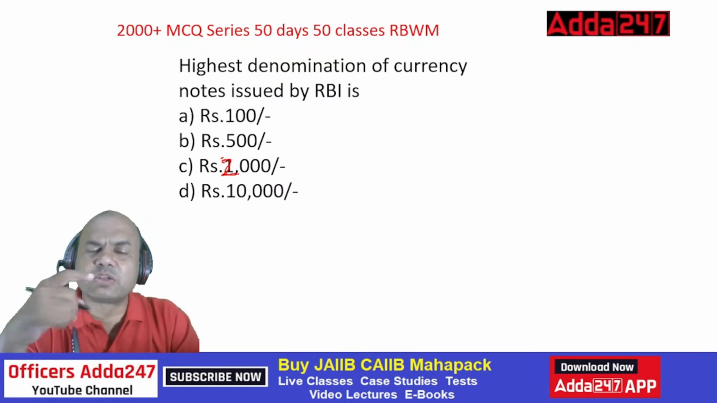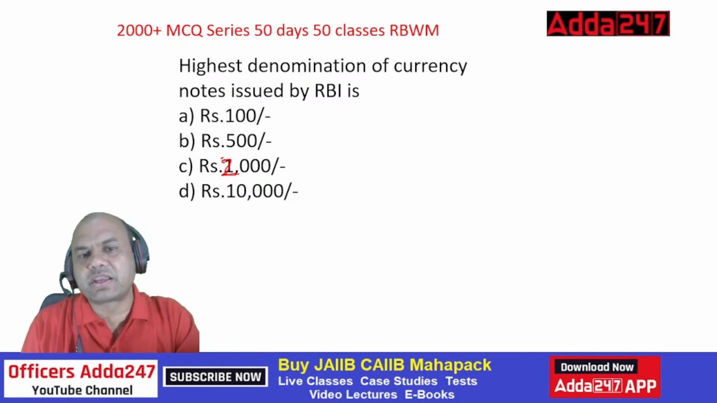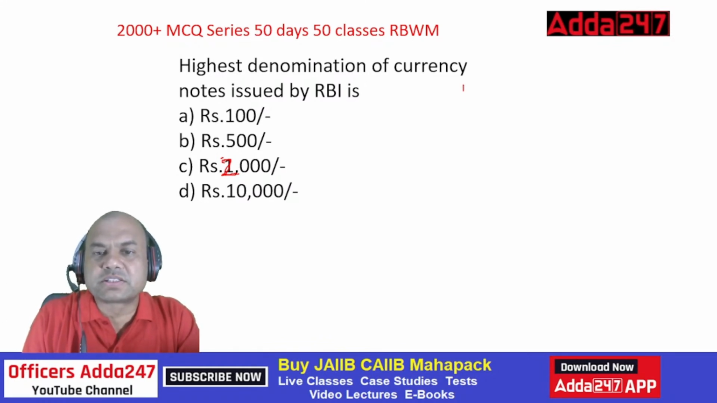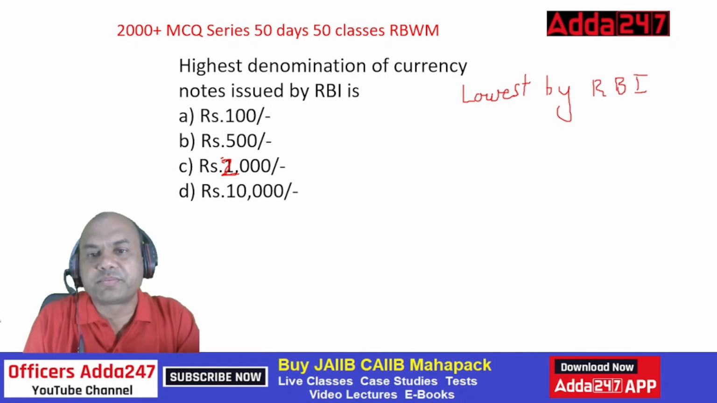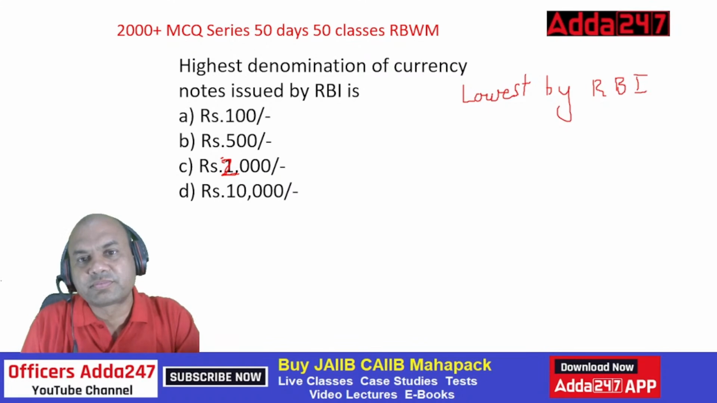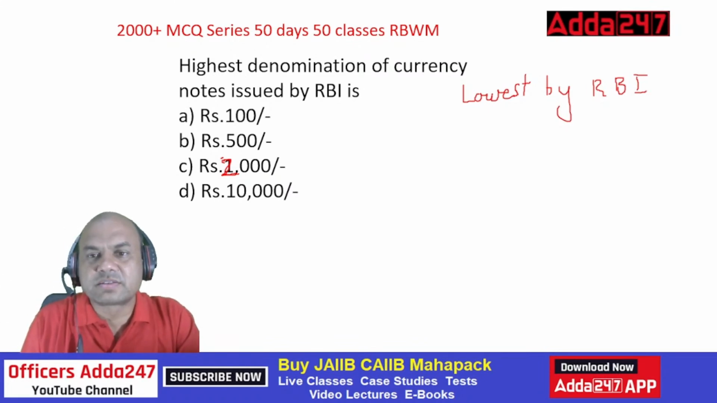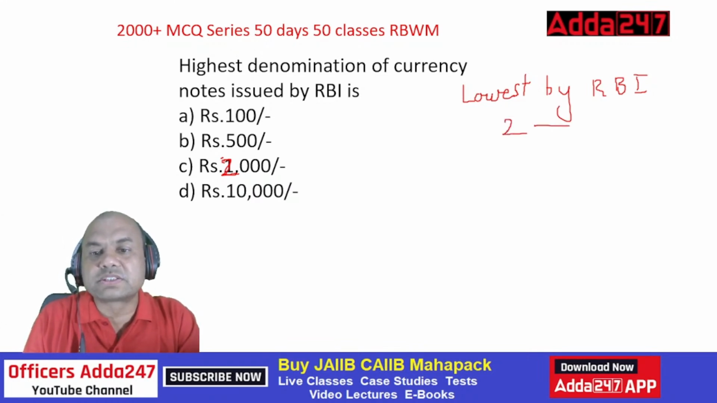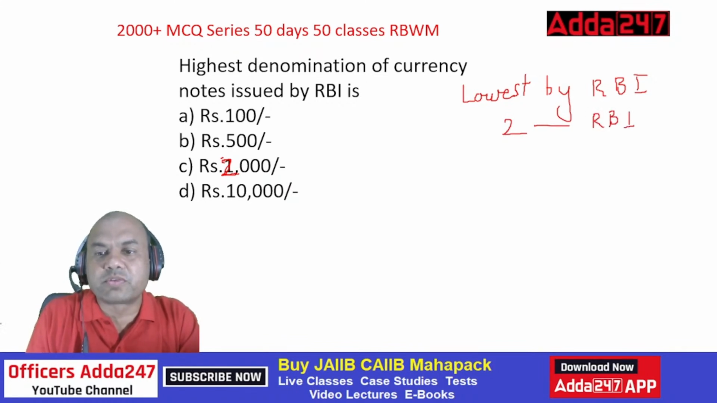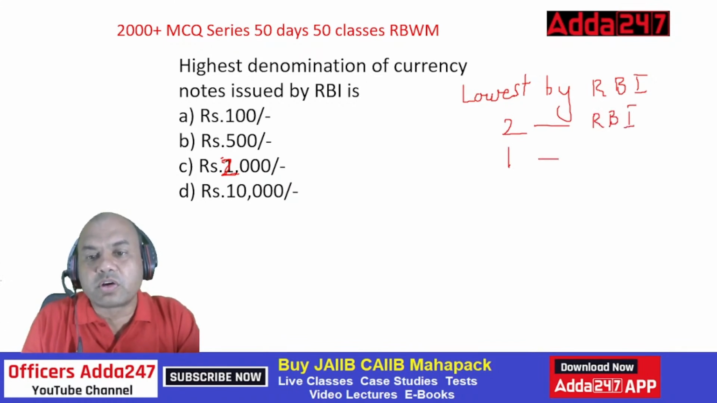See here, lowest denomination. Okay, let me get it both. Lowest denomination by RBI. Okay, now this is a twisting question. Which is the lowest denomination note given by RBI? Student, tell me. Type in the comment section. Many of you are typing 1, but it is 2 rupees. Because 2 rupees is given by RBI, 1 rupee is given by Government of India. 1 rupee note is always signed by the Finance Secretary, so Government of India.